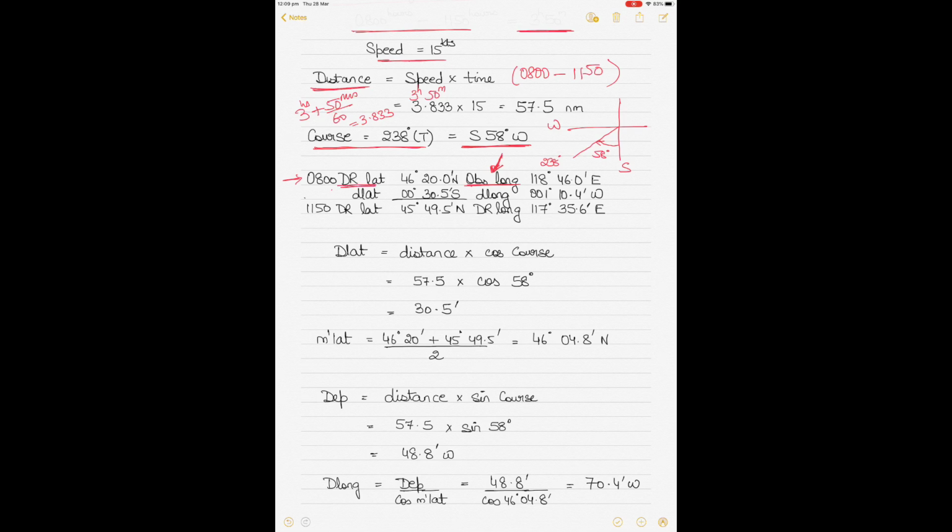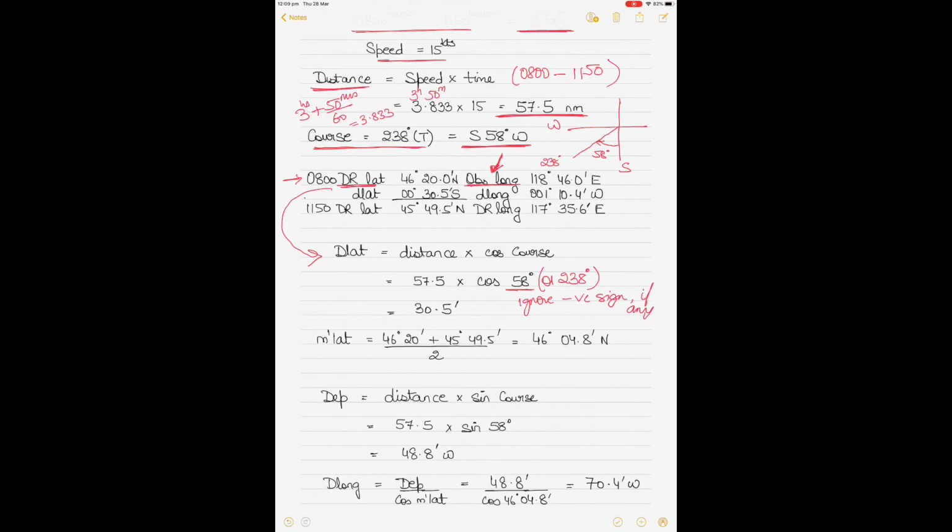Then I calculate my D lat. How do I get my D lat? Distance times cos course. Distance is 57.5 nautical miles that you calculated here earlier, and course is 58 degrees. You can also use 238. You will get the same value. Sometimes you get a negative sign. You can ignore the negative sign. Whether you use 58 or 238, you get the same answer. So I'll put here, or 238 degrees, doesn't matter. Ignore negative sign if any.